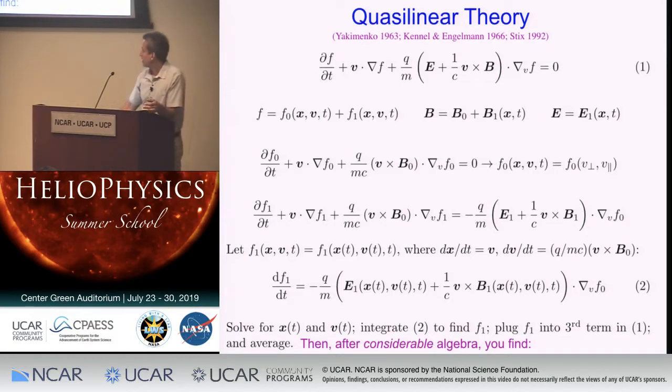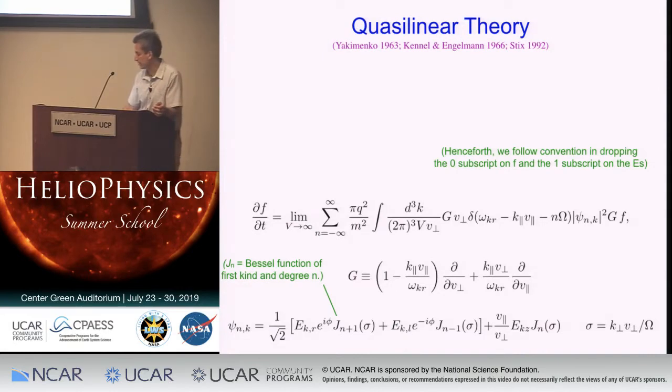But if you do this, take F1, solve for it, plug it back up into this equation, and then average that top equation, you arrive at the equation of quasi-linear theory. When you average that top equation, you take the E1 and B1 and the F1, so you're now averaging basically a second order term. And this is going to tell you how your average distribution function evolves slowly over time. This is what the equation looks like. So I'll just first tell you what the terms mean.